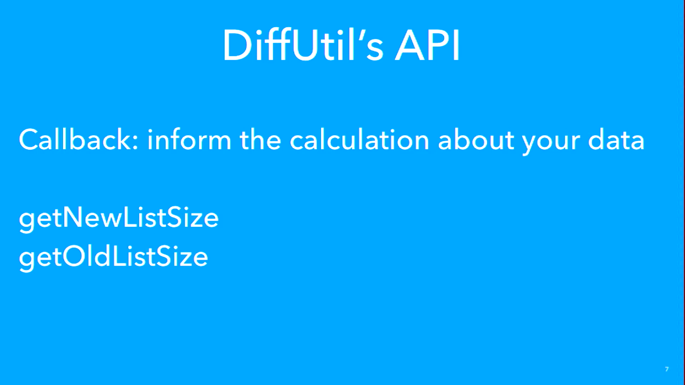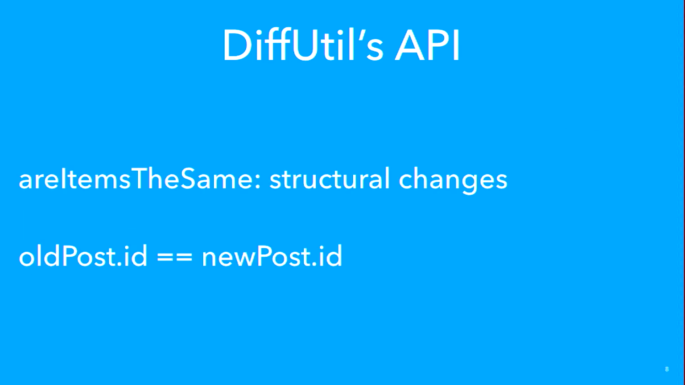Pretty self-explanatory on how to implement that. The interesting parts come in. Are items the same? This is for those structural changes. This is for when items are removed, added, and moved. This, I kind of provide an example.